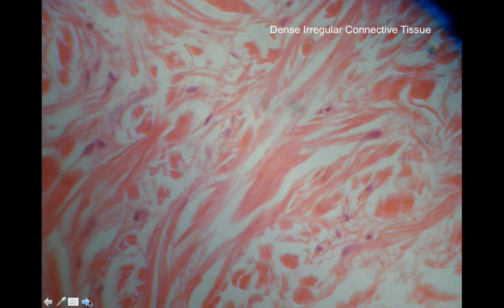The irregular form, dense irregular connective tissue, I should say, would be the skin, for example, and also the periosteum of bone. Look how haphazard this is. It looks a little bit like cheap lunch meat. And take a look over here. These are nuclei here. These are fibroblasts, but they're kind of few and far between, and that's fairly typical for dense irregular connective tissue. Again, this very haphazard pattern.